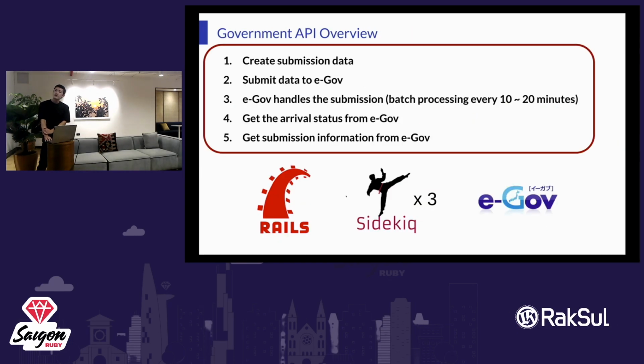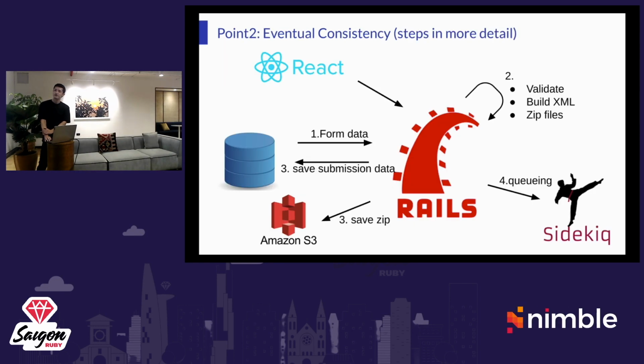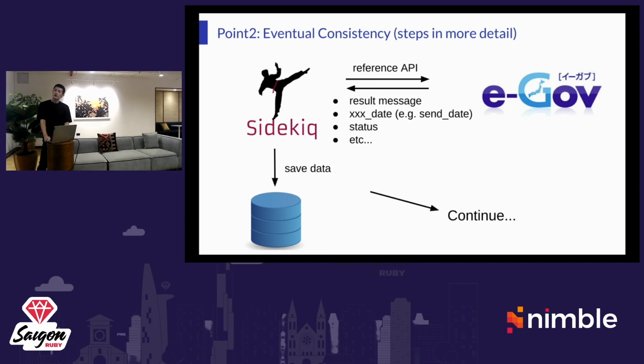The next step is to get submission information from eGov. We call the get reference API. Then eGov returns a result message, several dates like send date and status, and so on. Then we save data to the database and continue to other steps.